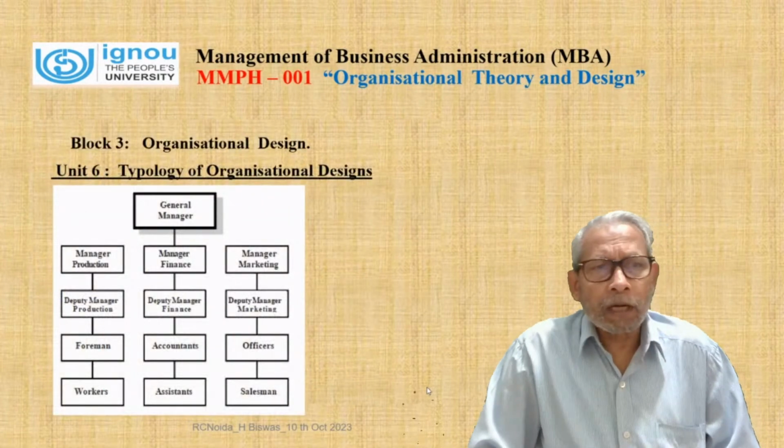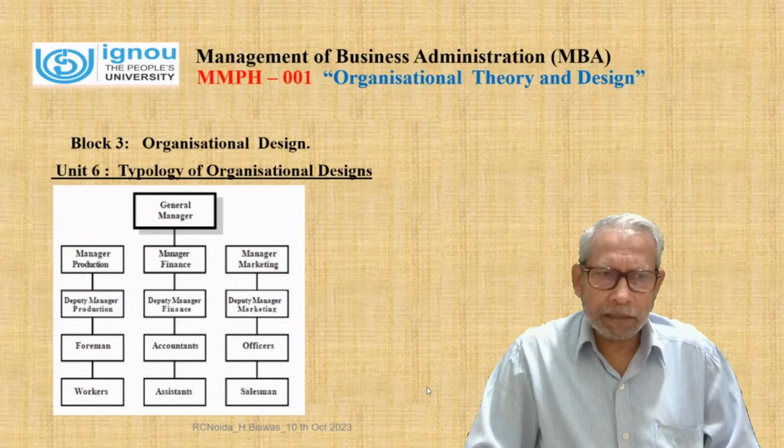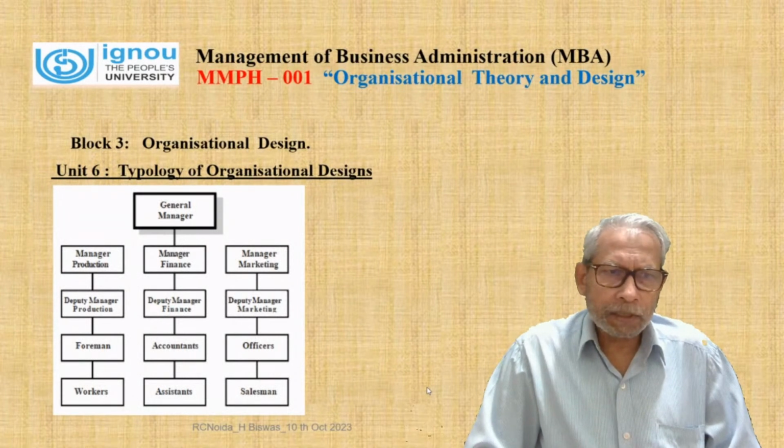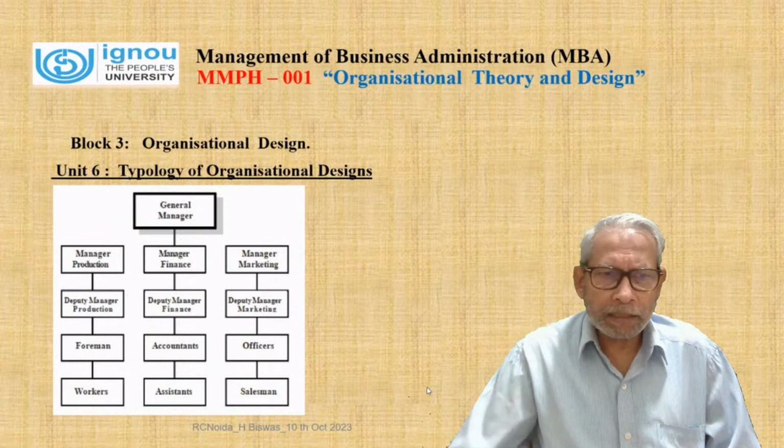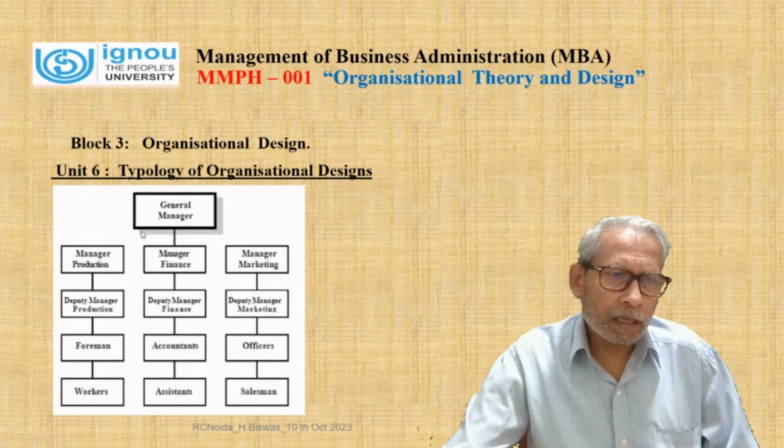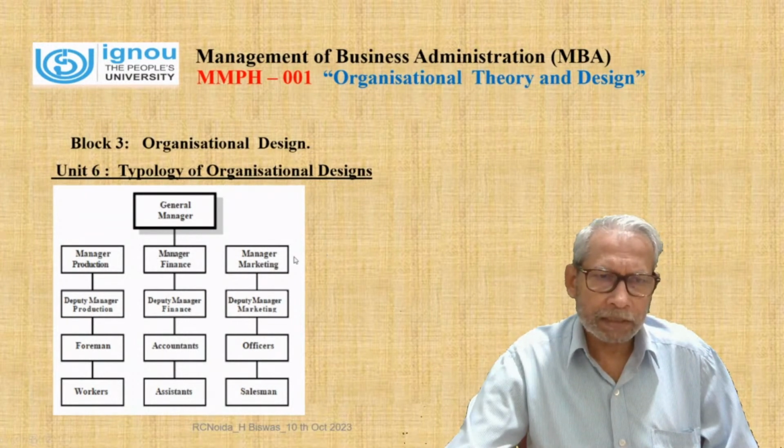Here you see the typology of the organizational structure, the general manager. After that, you see here manager production, manager finance, and manager marketing, connected by lines. So there are three wings under the general manager: the manager production, manager finance, and manager marketing. They are all reporting to the general manager. That means here you see they are directly connected.